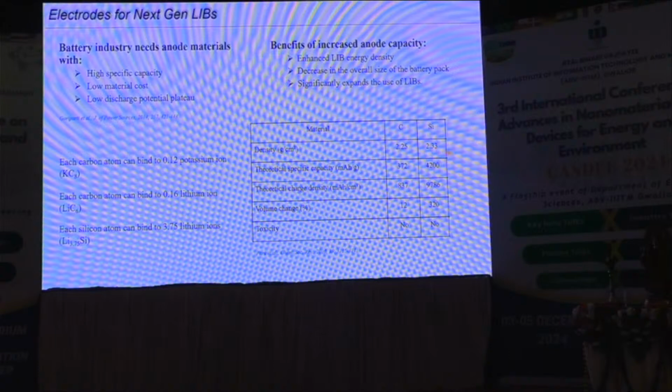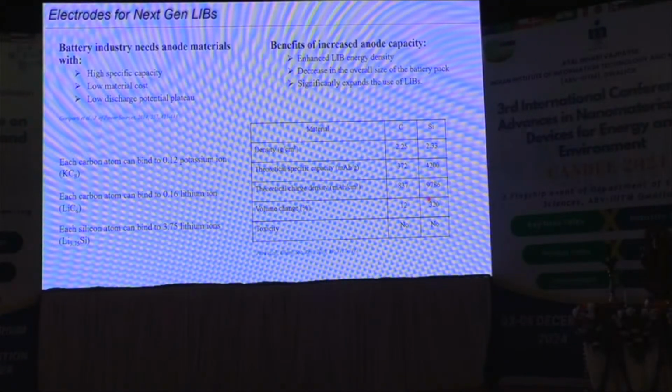So the density is about the same. Theoretical capacity, I told you already this is 372. But if you do the calculation like I showed for KC6, this is more than 10 times. Right? You can get a huge amount of capacity, which is good, which means you don't need to make the whole electrode out of silicon. You can add about 10% silicon, still you will make a much better battery. Okay, so that's the idea.